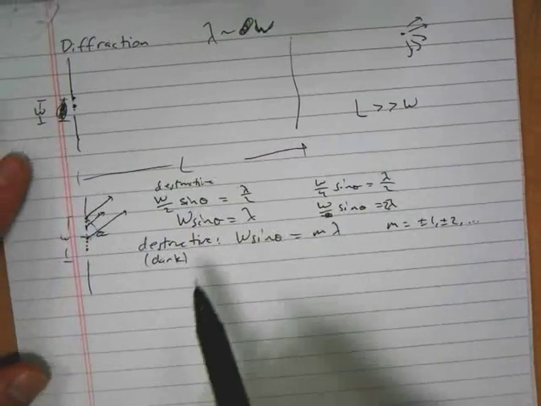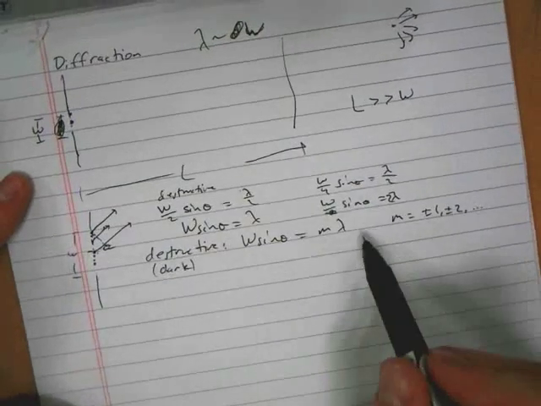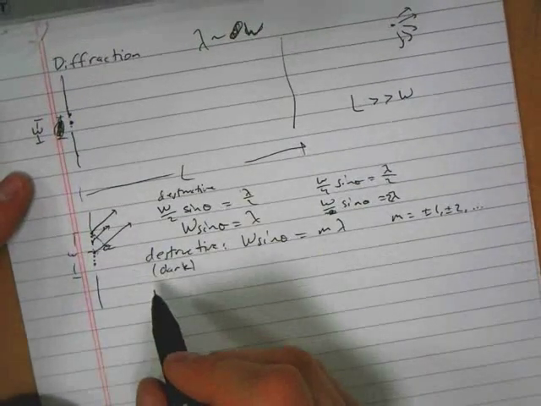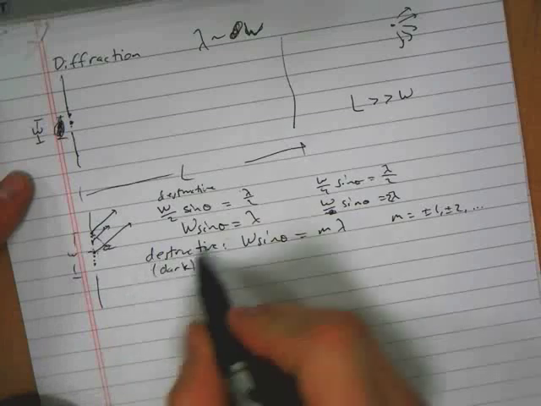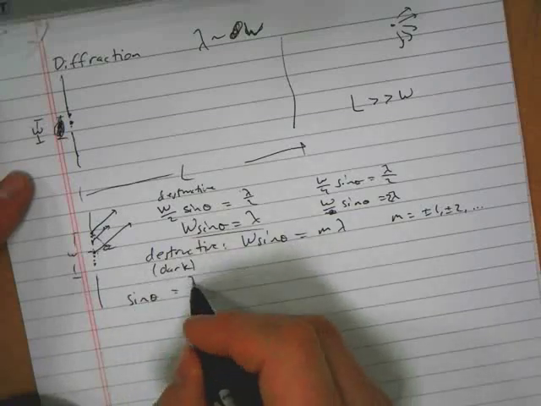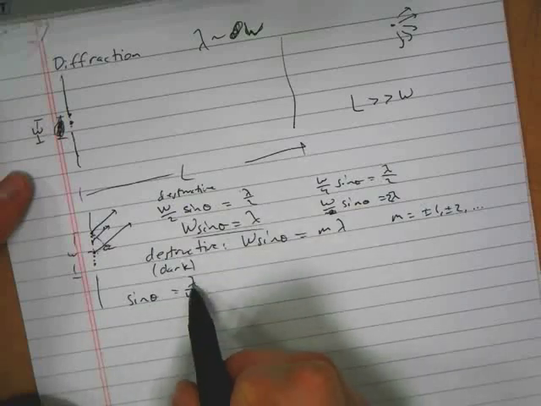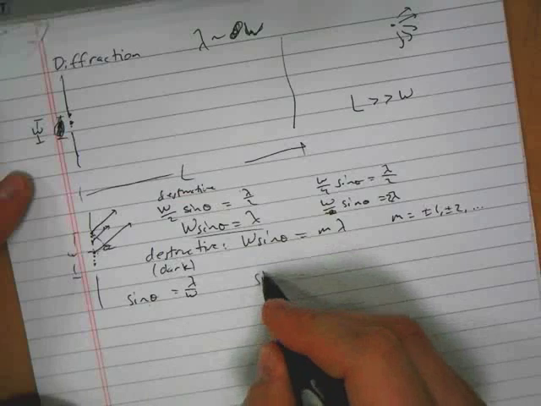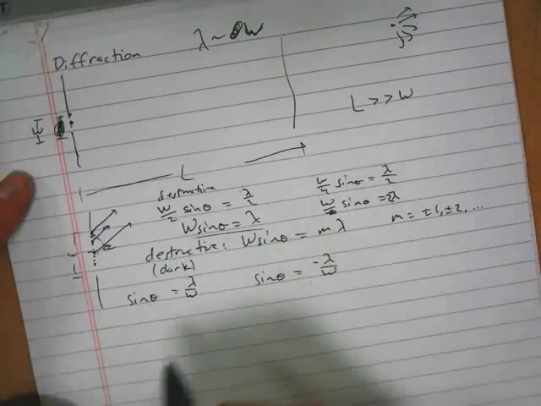However, there is something to note, that if we take our prior relationship, we can use this and say that our first dark fringe is where sine theta equals lambda over W, and that's the first dark fringe above the middle. First dark fringe below the middle is where sine theta equals minus lambda over W.